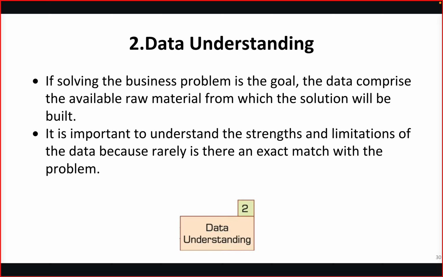So we need to comprise the available raw data. Transactions are raw data. If you need to do the survey, it's also raw data. Customer satisfaction survey is also raw data, but you have to collect it. It's important to understand the strength and the limitation of the data because they are rarely an exact match to the problem. So we have a problem at hand, but we have to think what data we have on hand and try to figure it out.